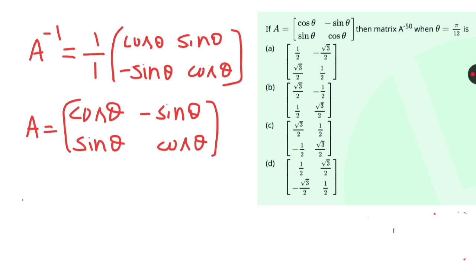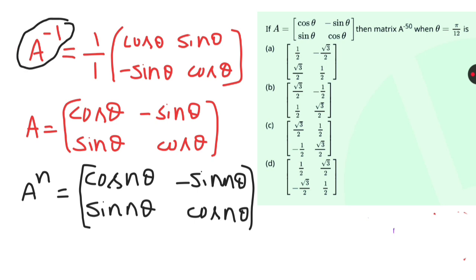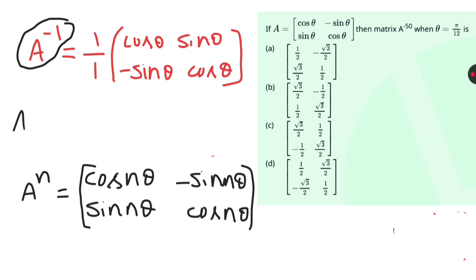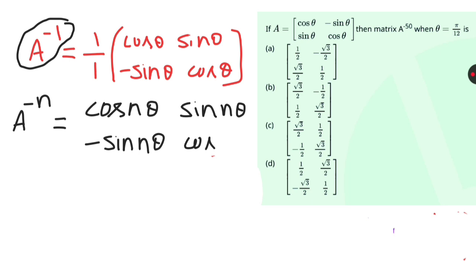Suppose if you want to write A raised to power of n, how can you write this? We can write this as cos n theta, minus sin n theta, sin n theta, cos n theta, isn't it? This is the way to write A raised to power of n. In the same way, you can write for the inverse, A raised to power of minus n. So how can you write this? A raised to power of minus n means cos n theta, sin n theta, minus sin n theta, cos n theta. So this is for A raised to power minus n.